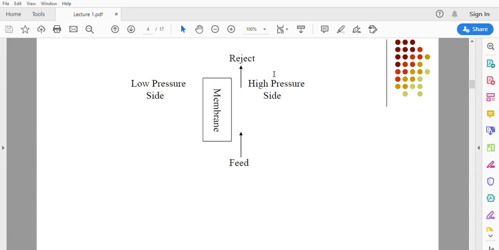Here the molecule diffuses across the membrane due to the difference in partial pressure of that species across the membrane. We use high pressure at the feed side and low pressure at the permeate side. Due to the pressure difference, molecules will diffuse out through the membrane. The feed enters from here, and the molecules will selectively diffuse across the membrane. Then you will get the rejected stream from here and the product stream at the lower pressure side.